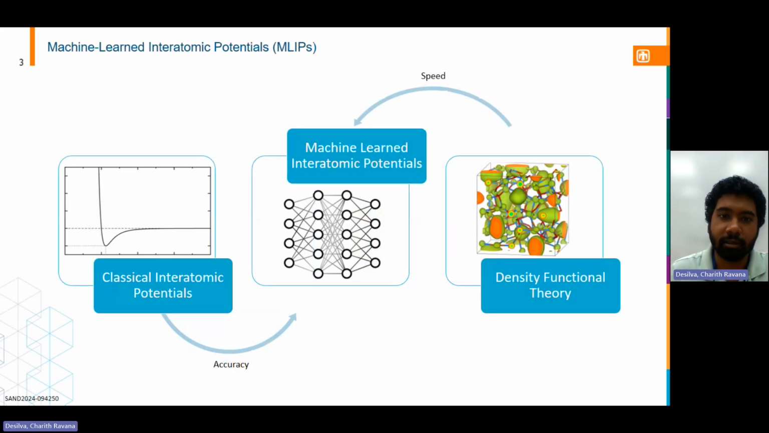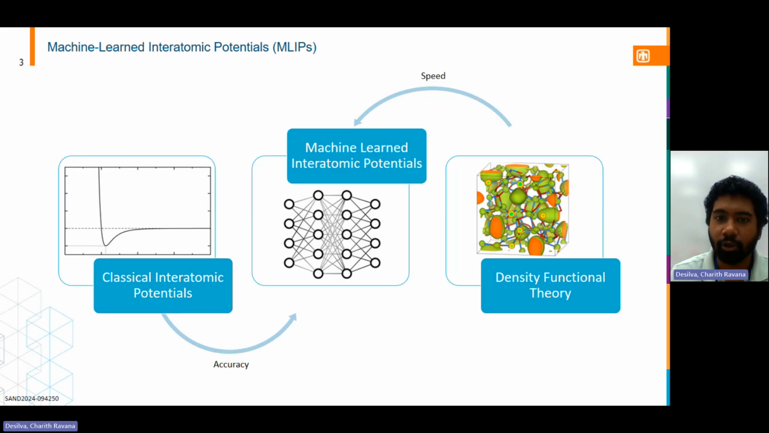One way of balancing this is by using machine-learned interatomic potentials, or MLIPs. Machine-learned interatomic potentials are interatomic potentials created through a machine learning model, which is trained on a large data set of DFT materials data. These MLIPs are a lot more accurate than classical interatomic potentials, and they are a lot faster computationally than using density functional theory.